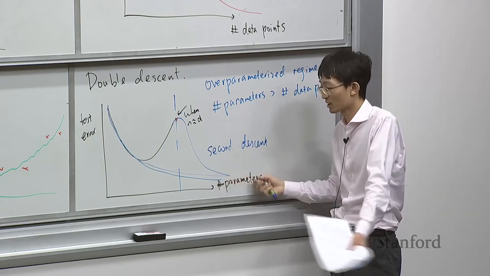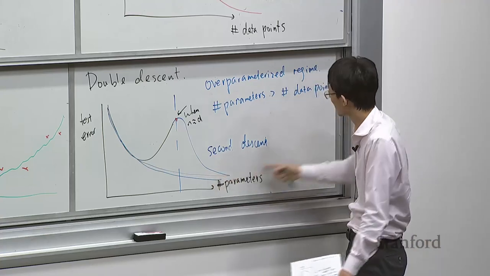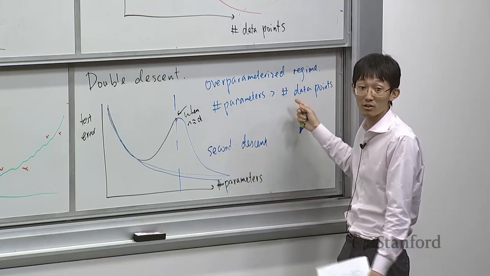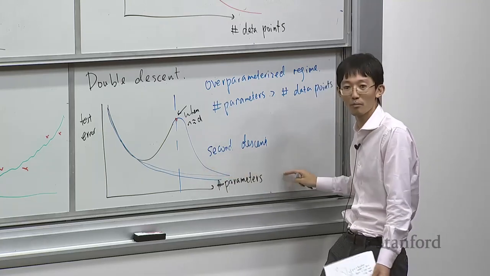Why, when you use, for example, a million parameters and you just have five examples, can you still generalize? Why don't you have an ascent eventually? In many cases, you don't have ascent. And in many cases, the best one is just to have more and more parameters.